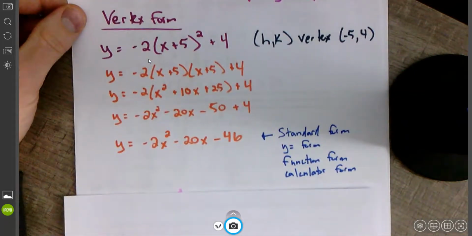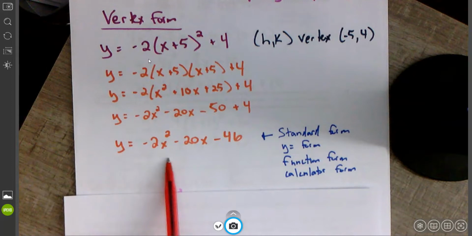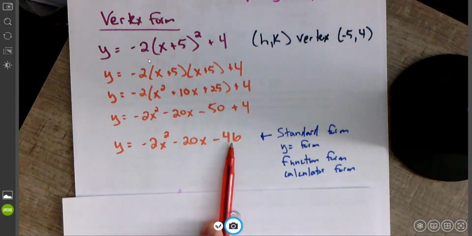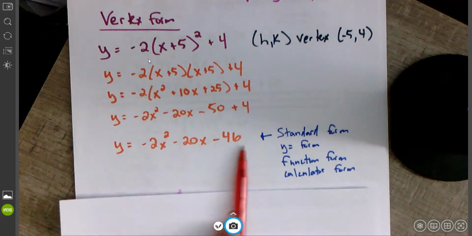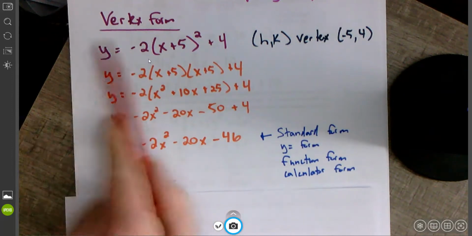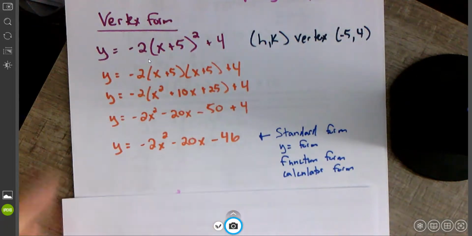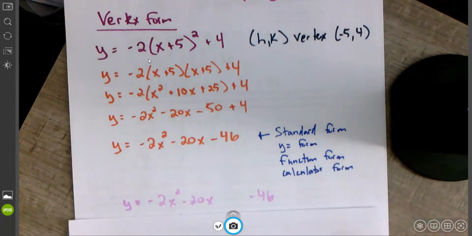Okay, so let's get into how I made this happen. I went from vertex form to standard form, but really the goal of today is to be able to turn something that's in standard form back into vertex form. We want vertex form. And the process to make that happen is called completing the square.